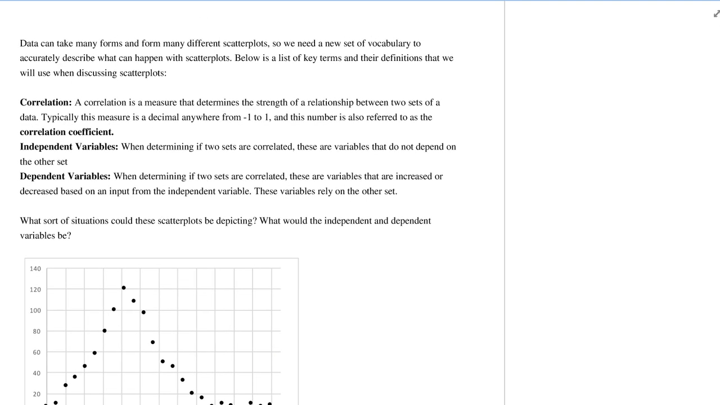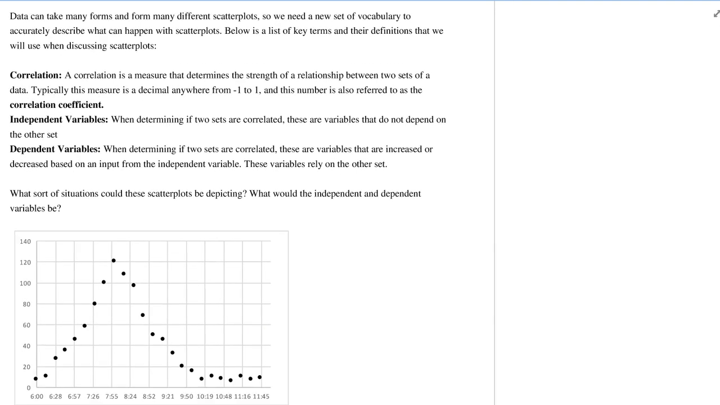Now I want to take a moment to talk about a few terms and try using them with another example. So, scatterplot language. We have the term correlation. Correlation is a measurement that determines the strength of a relationship between two sets of data. Man, I just have all kinds of typos in this, don't I? Good help is hard to find, especially when it's yourself. Okay, so typically, the big thing about correlation is that it's a decimal anywhere from -1 to 1. And this number is also referred to as a correlation coefficient.